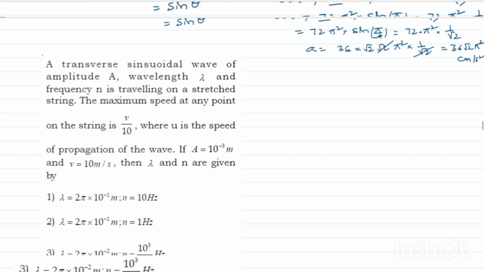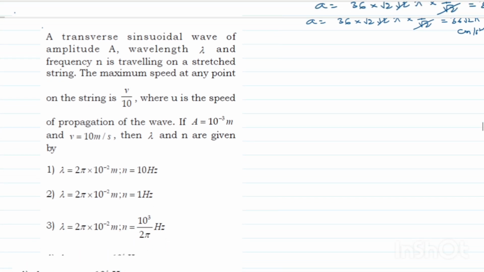The next question says a transverse sinusoidal wave of amplitude A, wavelength lambda, and frequency n is traveling on a stretched string. The maximum speed at any point is given as v by 10, where v is the speed of propagation of the wave. The amplitude is 10 power minus 3 meter, and v is 10 meter per second. They are asking for the wavelength lambda and the frequency.